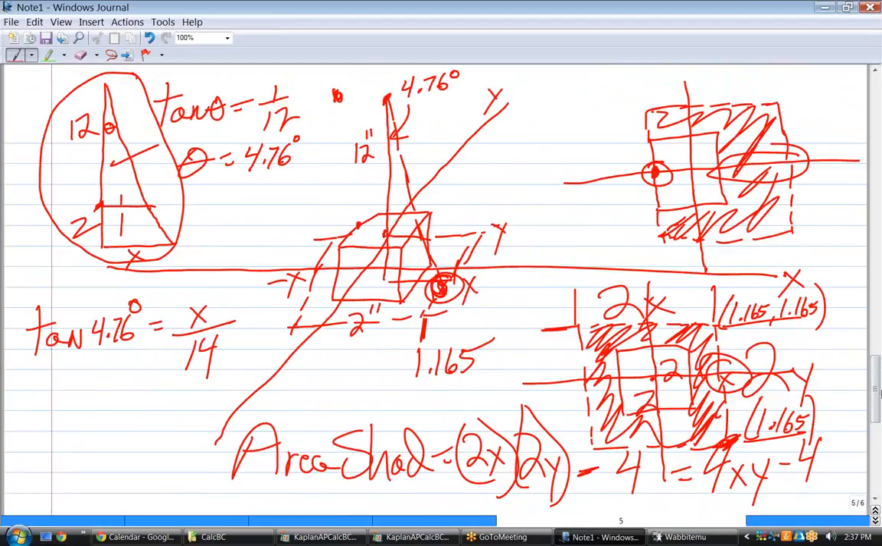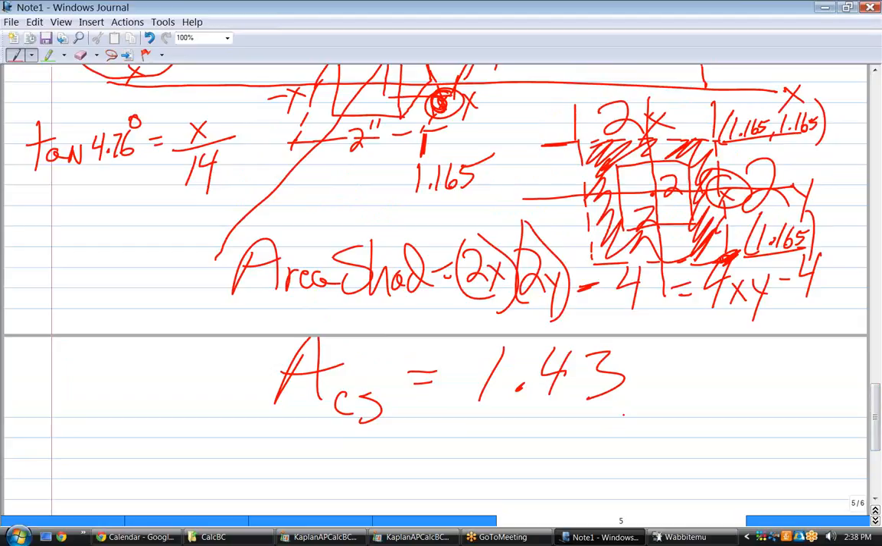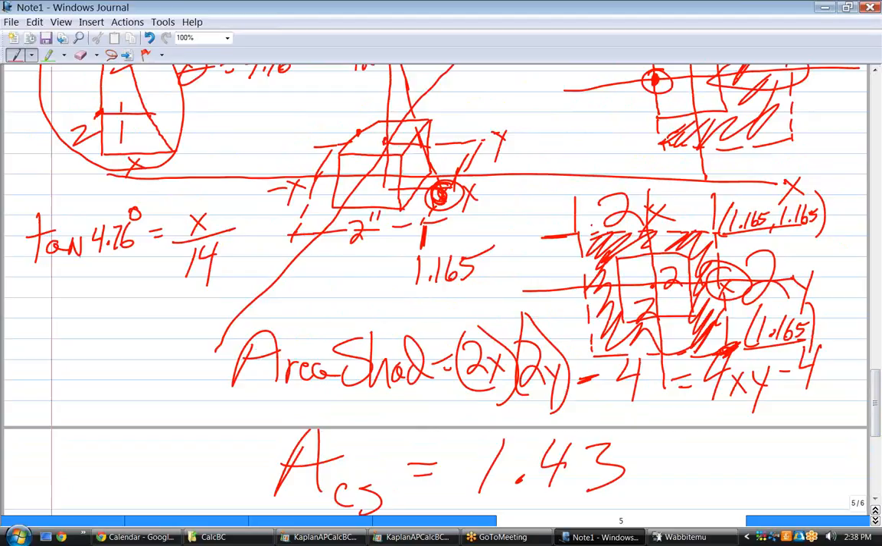Now, here's where the problem comes in. What was the answer to that area? Well, the area of that, which I don't really know is the minimum area, is 1.43. That's the total size of this shadow minus the surface area of the cube, since obviously there's no shadow on the cube. In other words, the only shadow is the shadow of this outside.